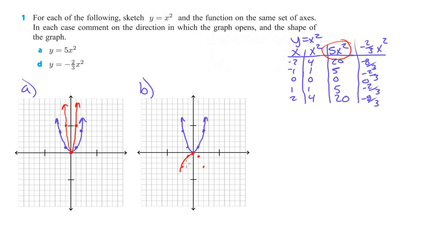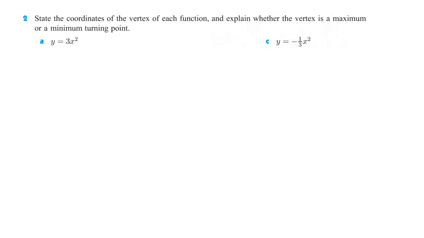So, oops, goes out like that. This one goes out like that. So since this here, this 2/3 is less than 1, it means it's a little bit wider than the normal one, and also since it's negative, it opens down. Okay? All right, let's take a look at number 2.